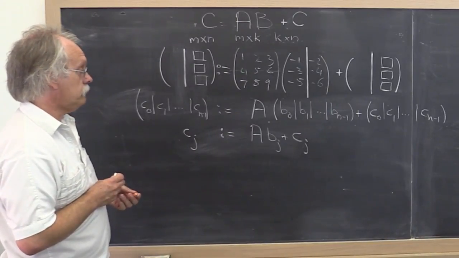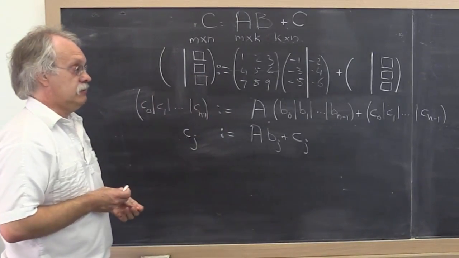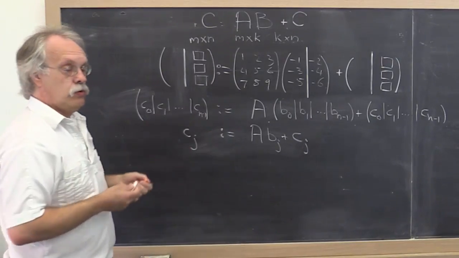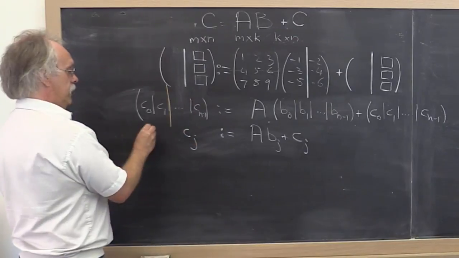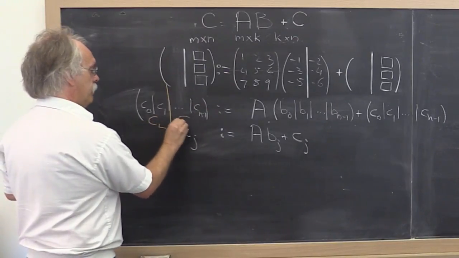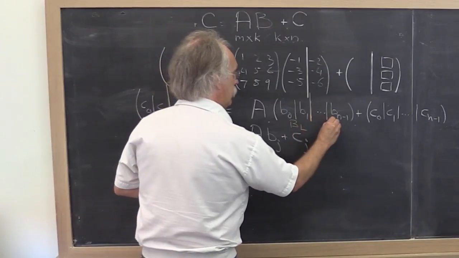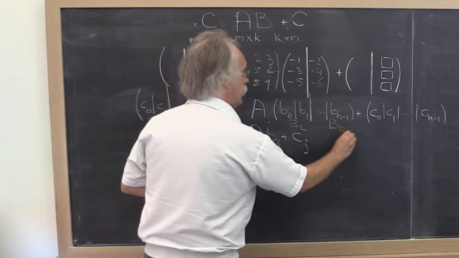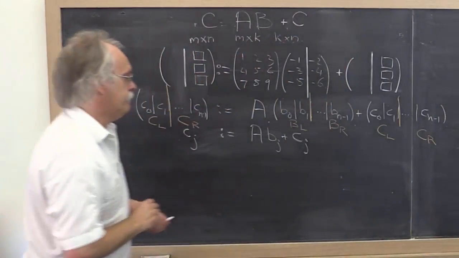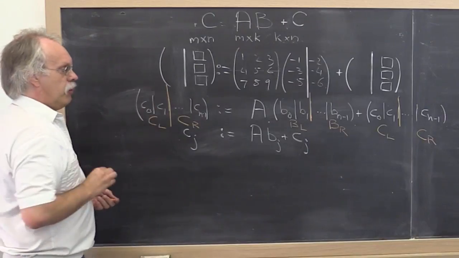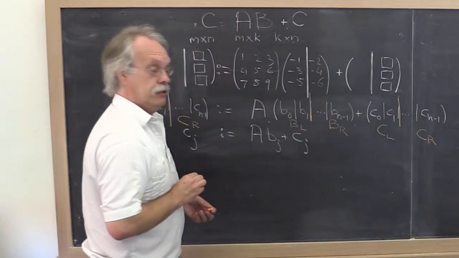Now, that does not give us a partitioned matrix expression. So let's see if we can take these insights and work them into a partitioned matrix expression. Think of a left part of the matrix, let's call it CL, and a right part of the matrix, let's call it CR. And let's think of doing the same thing for B, and of course for the original contents of C. What do you notice? Each column in the left part is simply computed as A times the corresponding column in the left part of B added to the corresponding column in the left part of C.